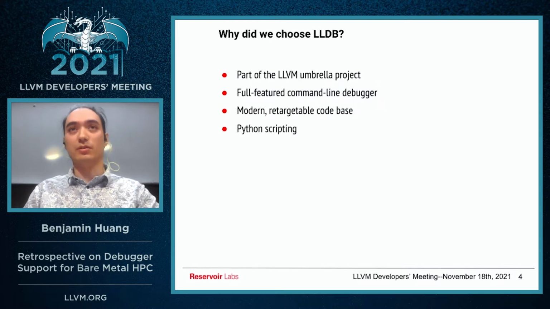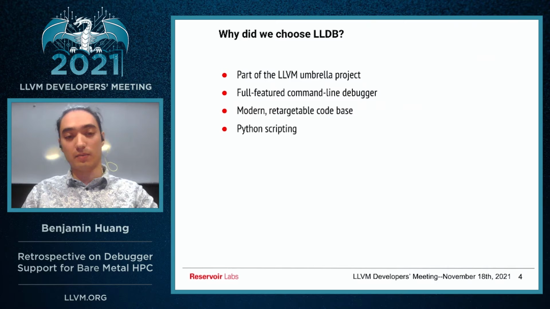Maybe that prompts the question, why would we choose LLDB? Well, first of all, the rest of the tool chain was already being developed in LLVM. The compiler was developed in LLVM with great success. So that already predisposed us to pick LLDB because it's also part of the LLVM umbrella project.